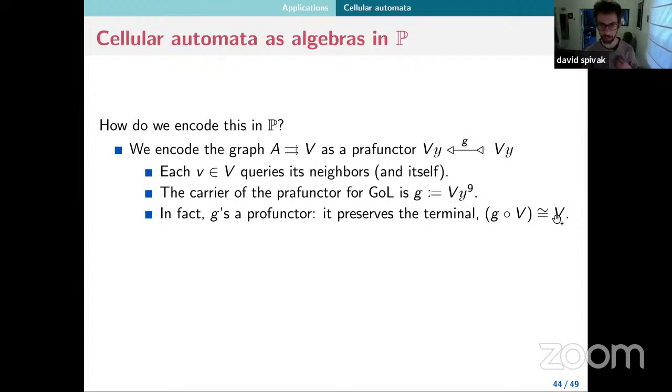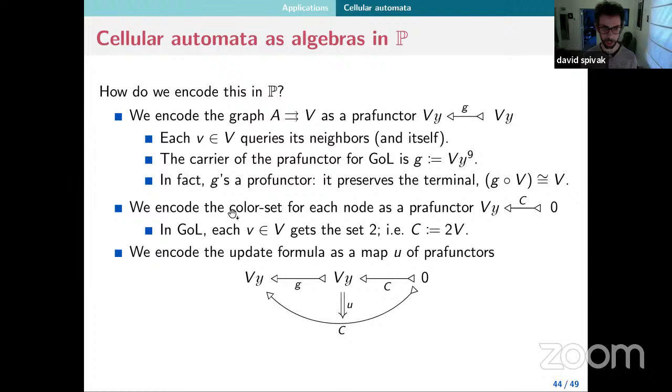Okay, so what we're saying is that any graph can be represented as a profunctor. And let's see what else we've got to say. To talk about the color set for every node, we just need to give for every vertex what colors it's allowed. You could do different colors for different nodes, but let's just say that C is 2V. In other words, the map here is going to be just projection onto the V. And so what we're saying is every vertex gets two colors. And then finally, the update formula, with the kind of crazy, if you're black and you have three black neighbors or two black neighbors, you turn black, all that sort of stuff. That's just a map of profunctors.